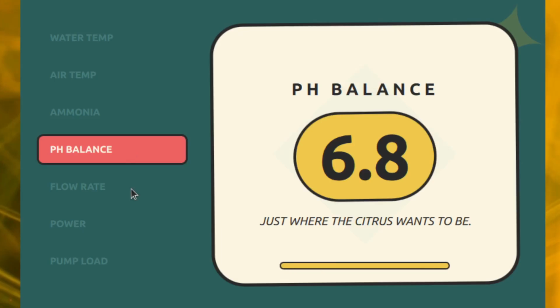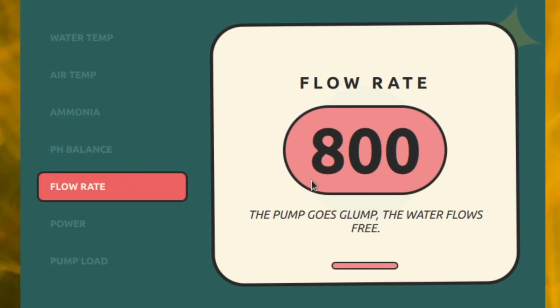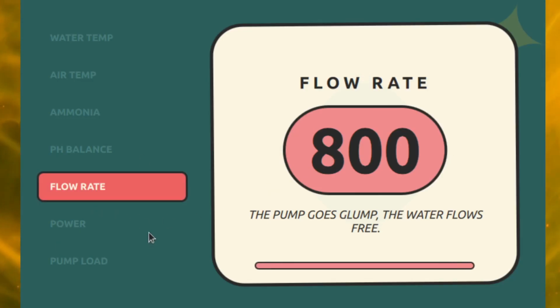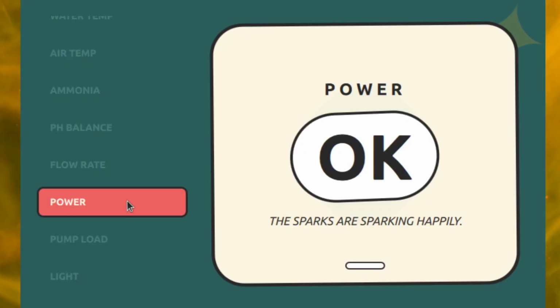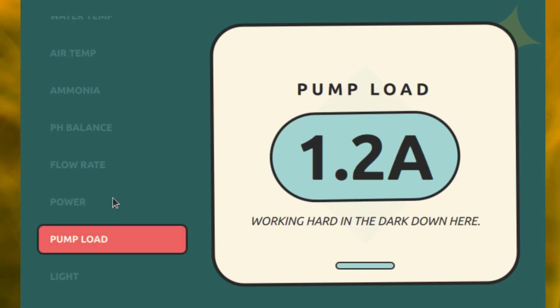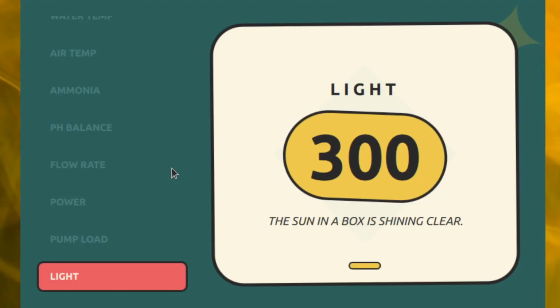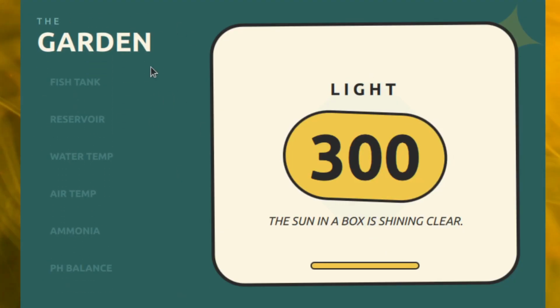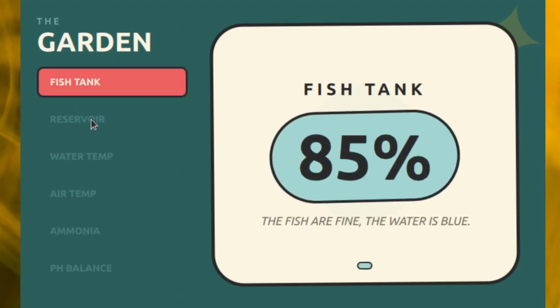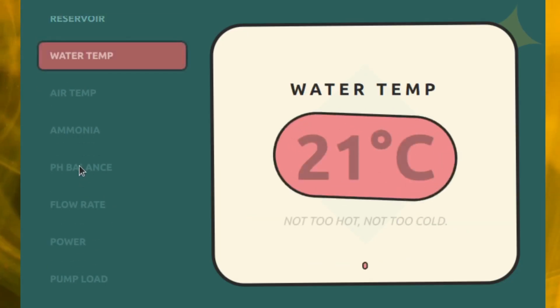We'll take the flow rate of the pump and how that water is being pushed back and forth. We'll look at the power levels, take a look at the pump load, and finally take a look at the actual light source itself, and we'll be able to control these things. Now, right now I'll just be working on the user interface. So I can also select any one of these in any order.